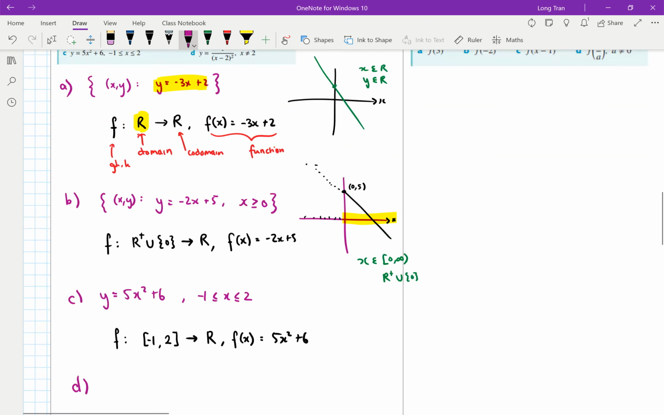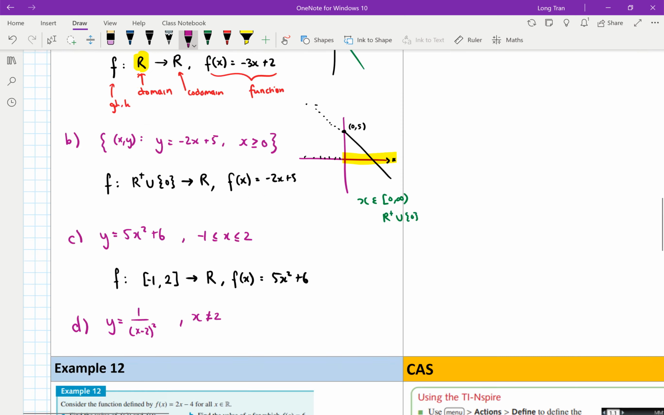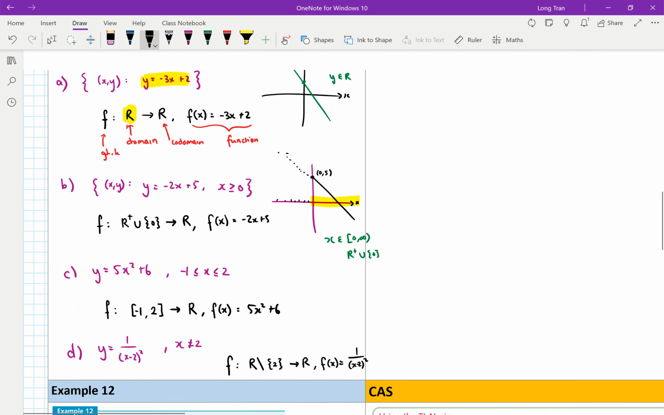But D says, I want you to sketch y equals 1 on x minus 2 squared. It's a truncus function, and x can be anything except 2. Okay, so if I were to write this as a function notation, I would say f colon, so my function f will be any number except, so backslash, not forward slash, backslash 2, maps onto R, and the function is 1 on x minus 2 squared. There you go. That's what you do for example 10.